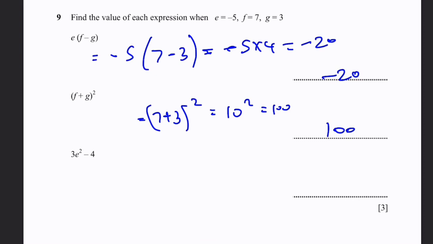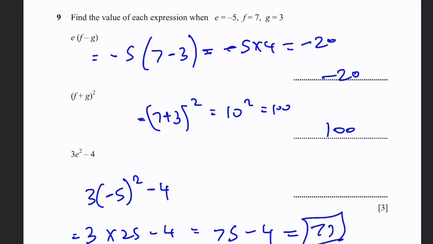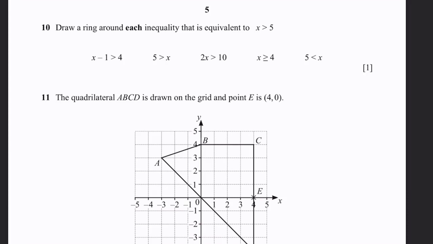3x squared minus 4, that's 3 into minus 5 squared minus 4, that's equal to 3 into 25 minus 4. Why 25? Because a negative squared is always a positive number. So 75 minus 4 is equal to 71, and that's our answer.